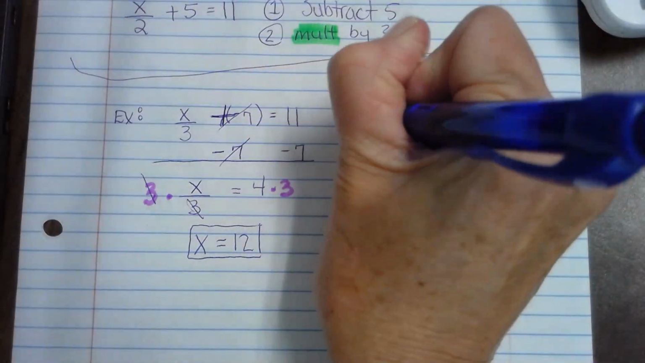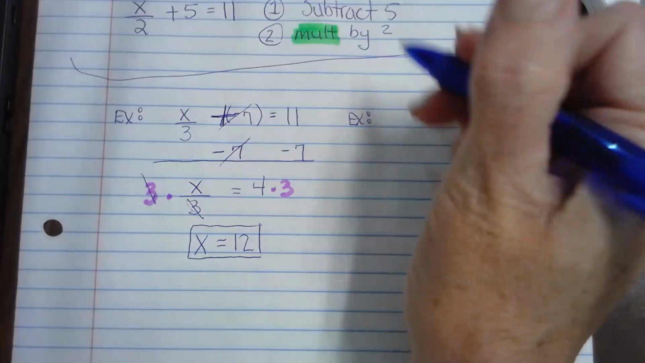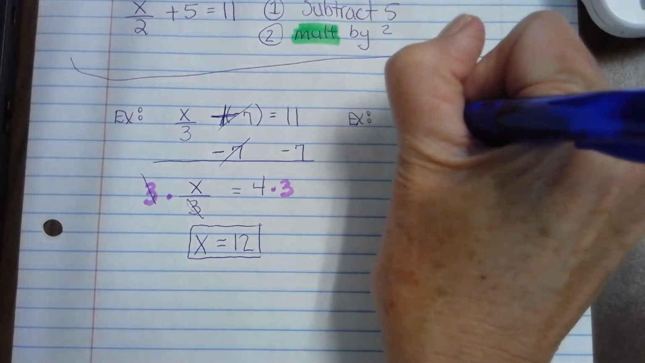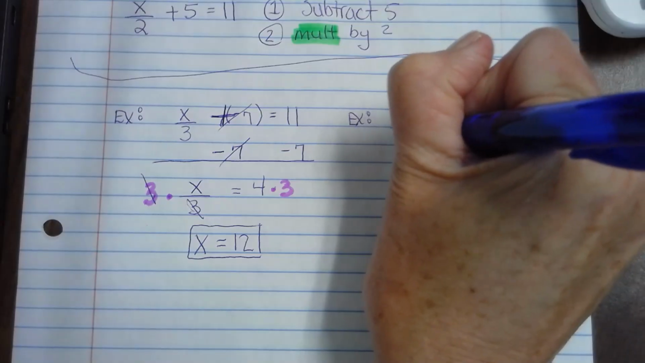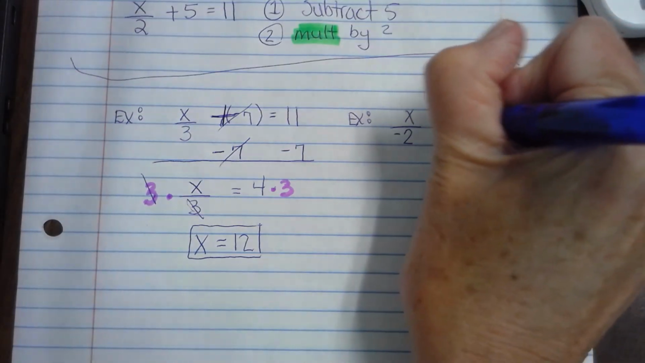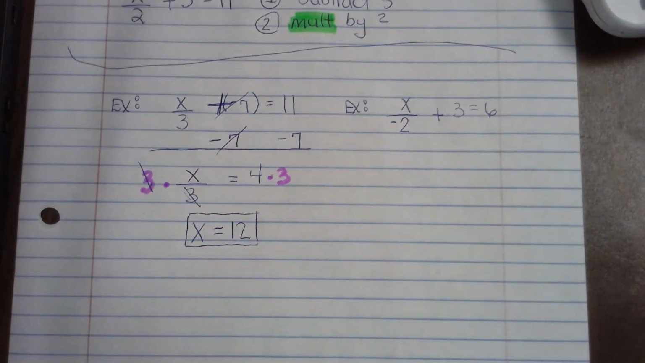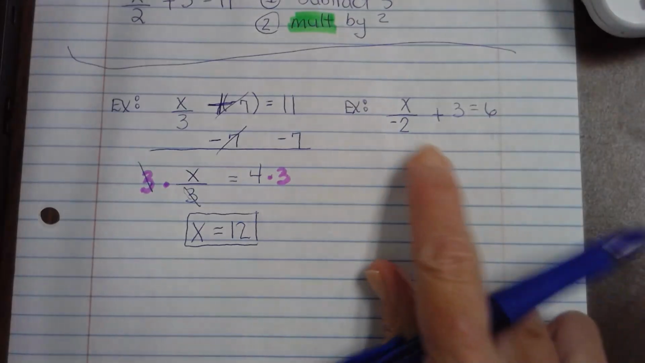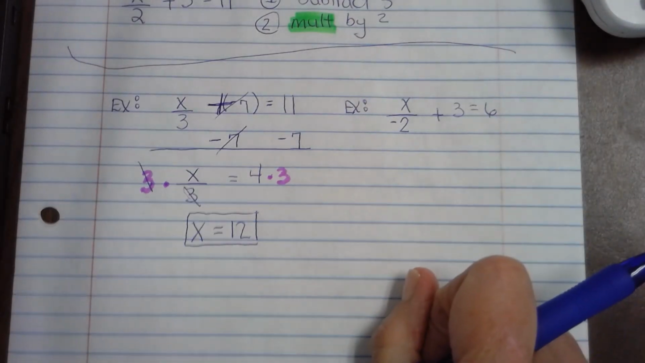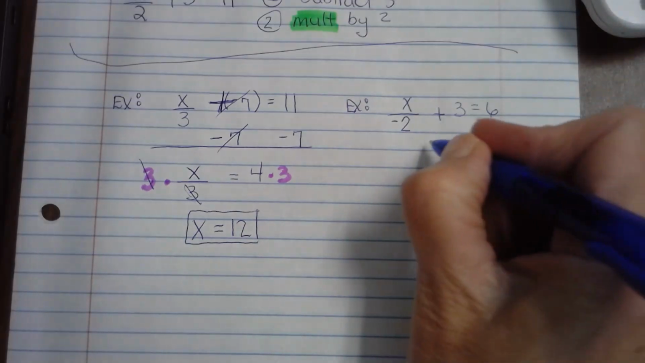Okay, let's do us another. We're going to do 4 of these, and then I'm going to stop bugging you. We are adding and subtracting first. Elijah, what would my first step be? Subtract 3 on both sides. We're going to subtract 3 on both sides.